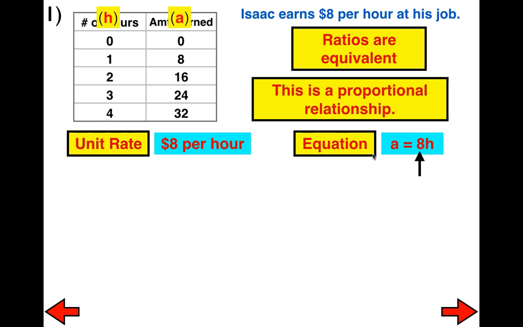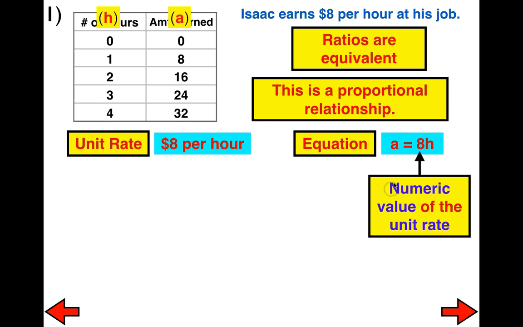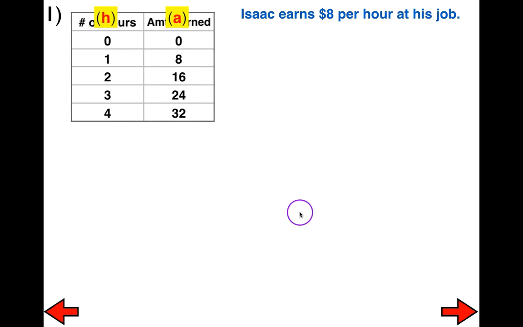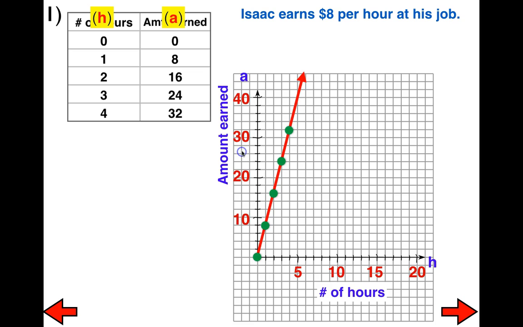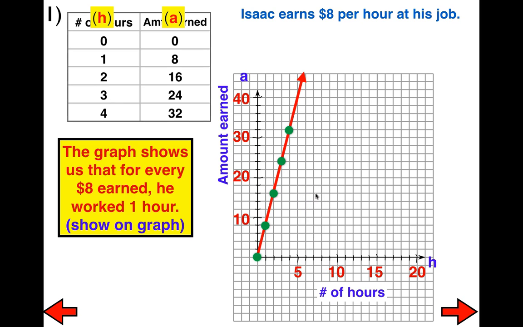So here, let's talk about the different pieces of our equation. The 8 is the numerical value of your unit rate. Okay, so here's what our graph would look like, and it's exactly what we would expect. We would expect it to go through the origin and that it's linear. These are the points that were graphed here. The graph shows us that for every $8 earned, he worked 1 hour.